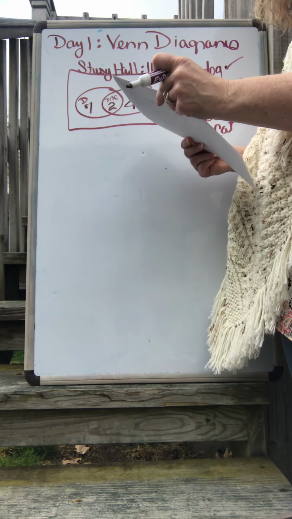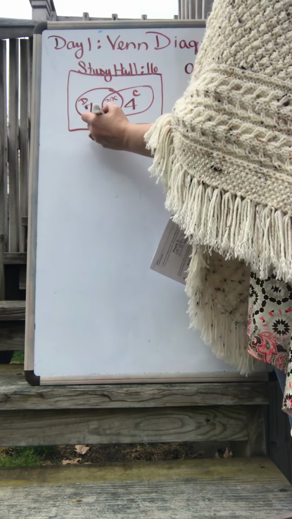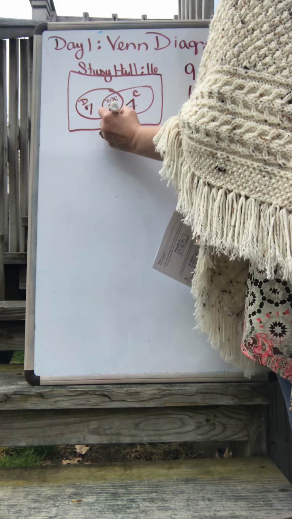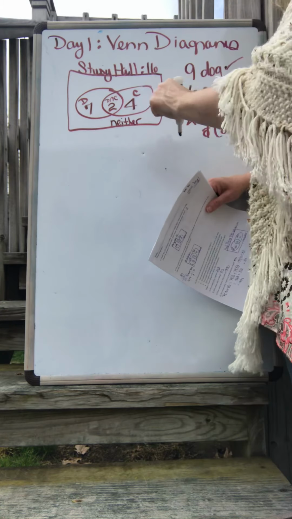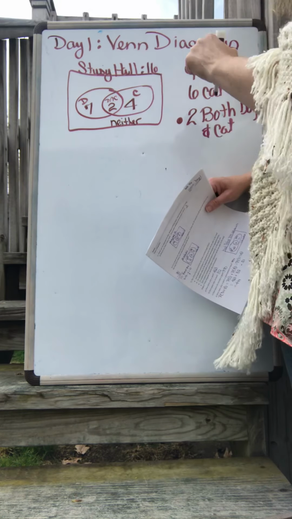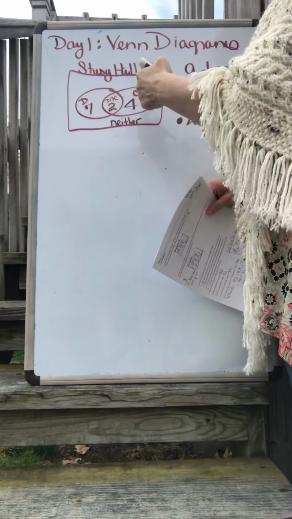Now the question is, how many students do not have either? So in other words, down here, this is my neither. If I am outside the circle, I am neither a dog or a cat owner. 16 kids are in the class, and now let's talk about dog or cat.